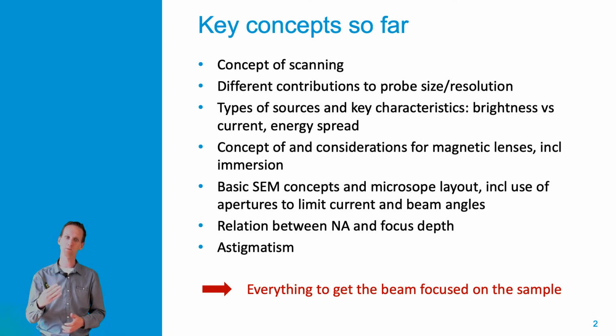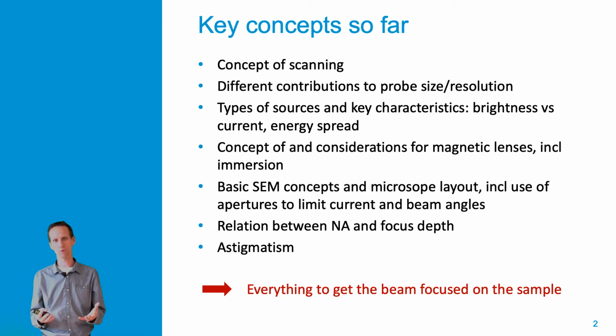We've looked at the different types of sources and their key characteristics. We have learned what brightness is and how it relates to current, and we have looked at the role of energy spread in the beam. We also looked at the different concepts for lenses, specifically magnetic lenses, and we looked at the considerations we have for putting samples in an electron microscope and shielding the electron microscope room because of the fact that we use magnetic fields. And we've also learned that we can have samples immersed in the magnetic field.